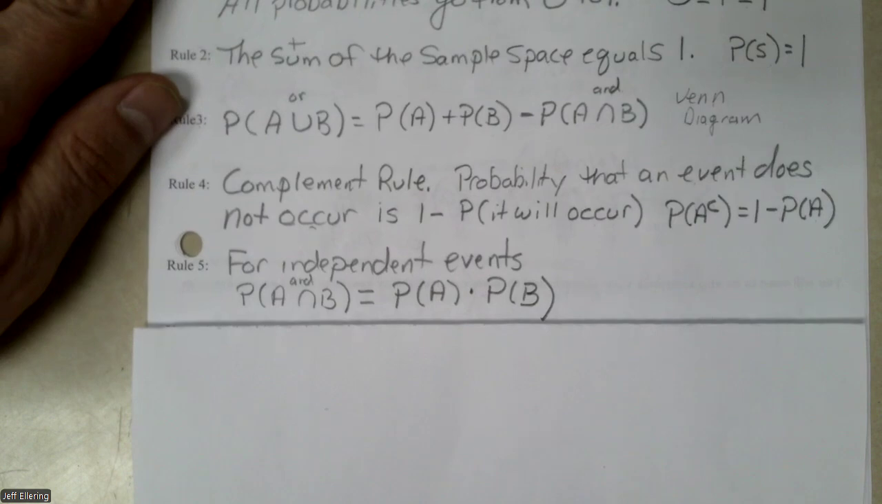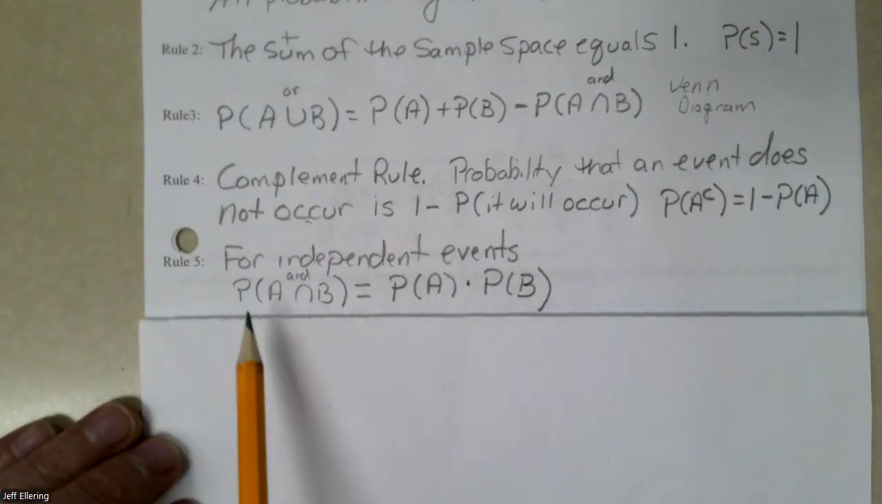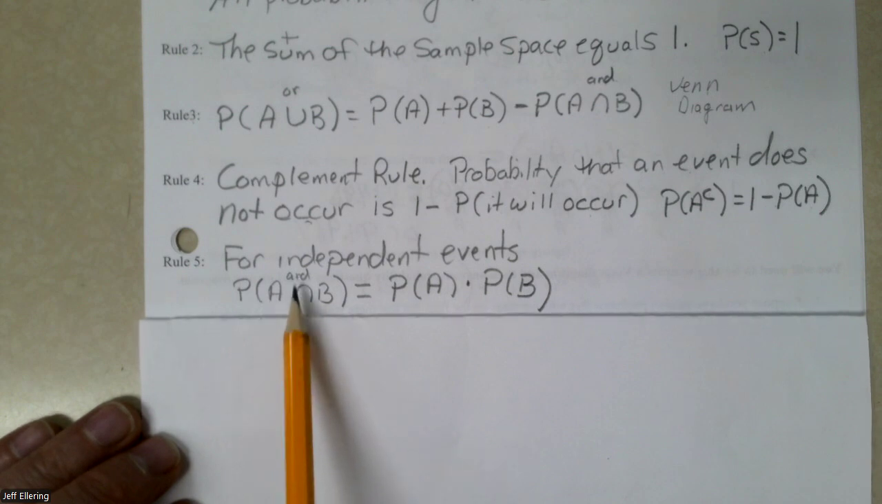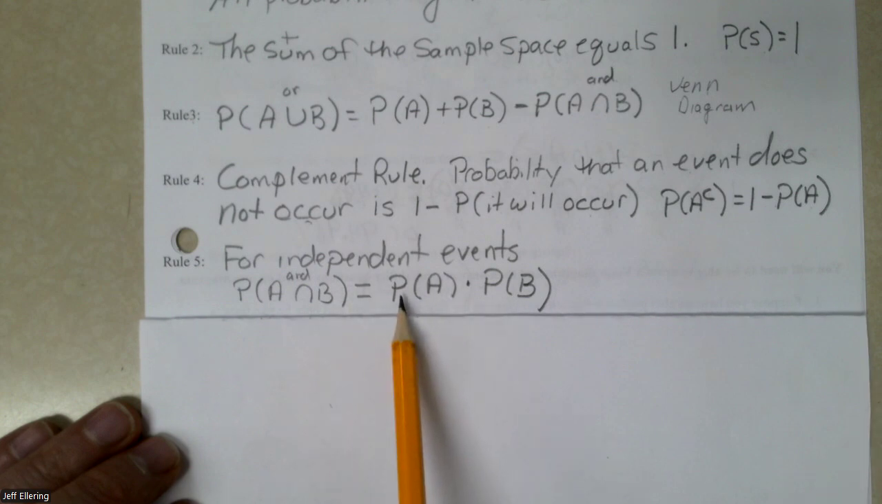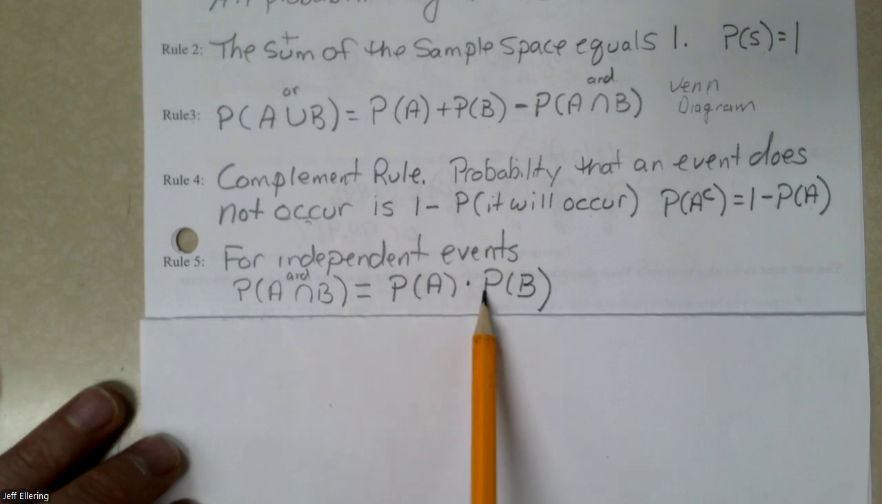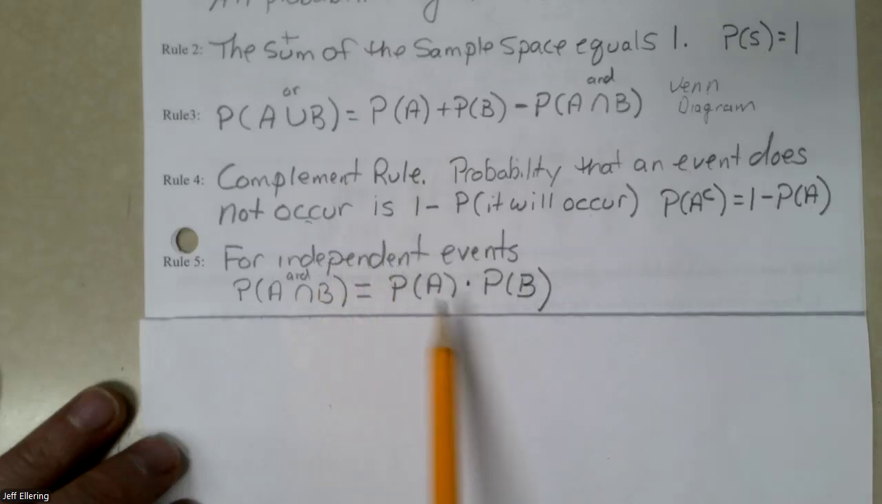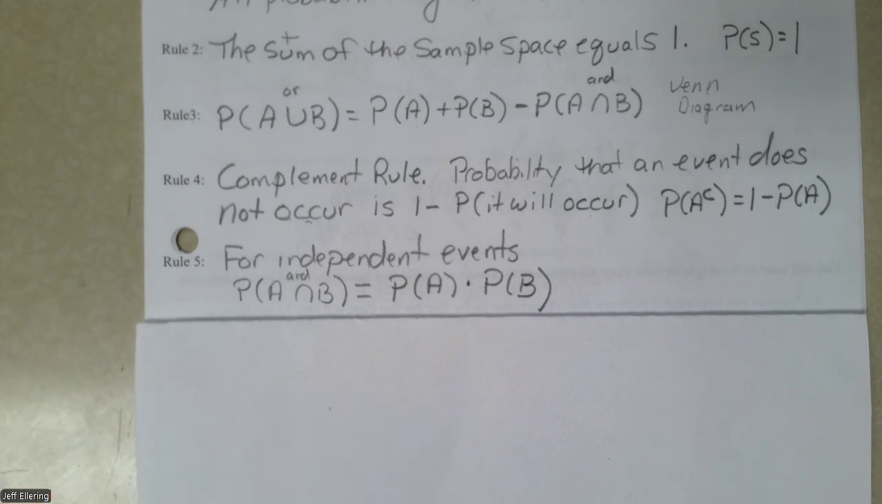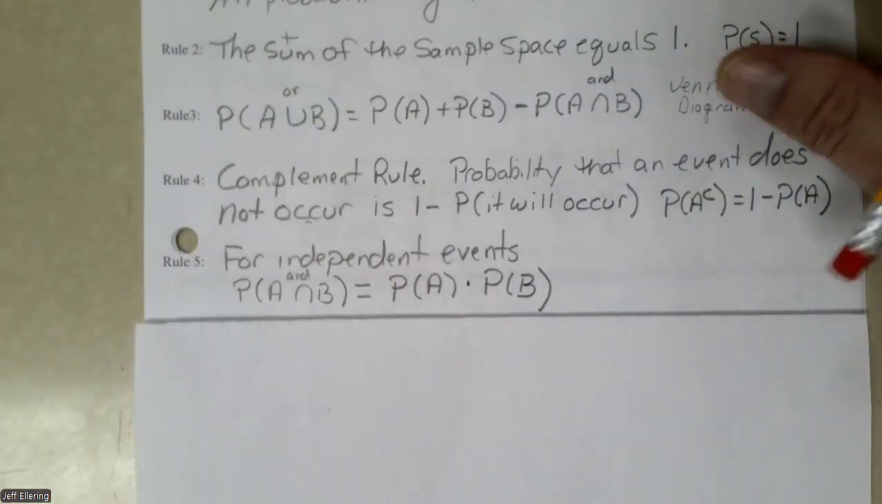Rule number 5, for independent events, the probability of event A and B occurring is simply the probability of A times the probability of B. Now, again, they must be independent events in order to be able to multiply those together. All right, moving on.